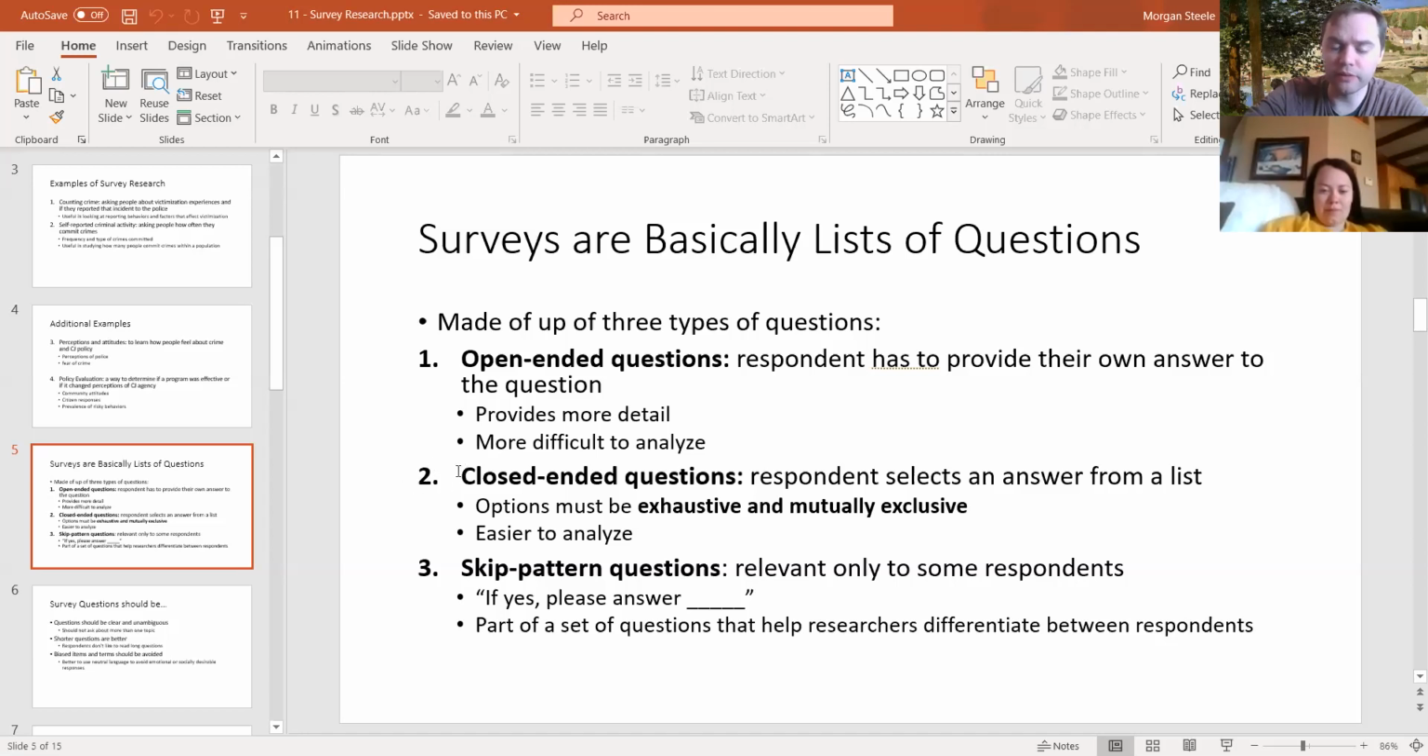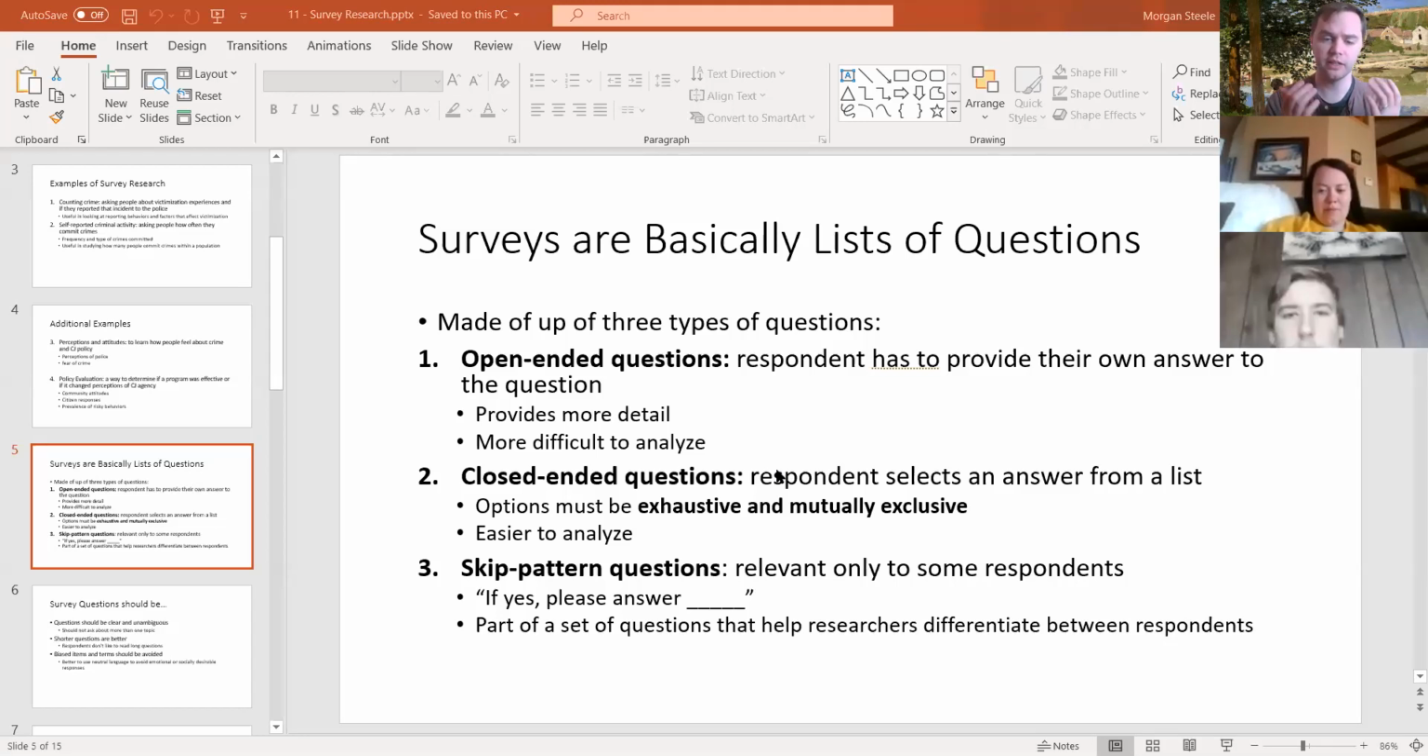In contrast to that, we have closed-ended questions. This is where the respondent selects an answer from a list. So what is your age? 0 to 10, 11 to 20, 21 to 30, going up. And then these closed-ended questions are much easier to analyze, but there are difficulties in getting more detail, because as soon as you give someone a survey, you can't ask them more questions about it. Make sense?